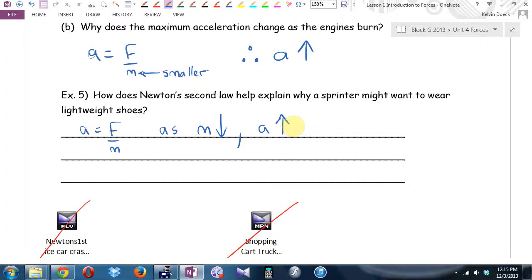There's another reason why you want things to be lighter, and it has to do with energy. We'll talk about that about 3 weeks from now.